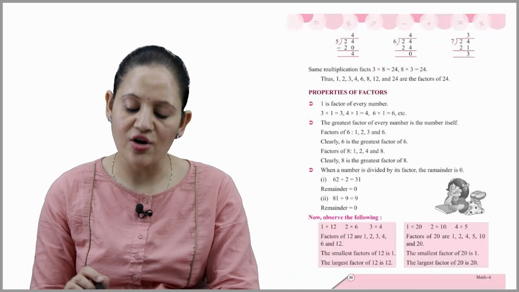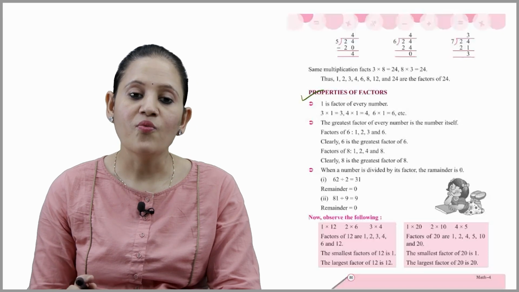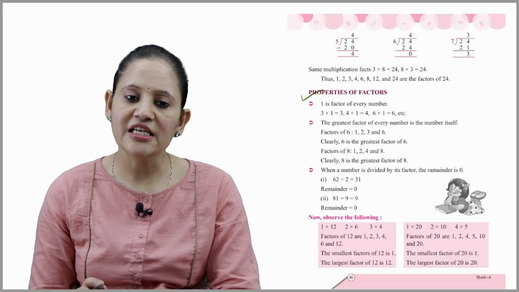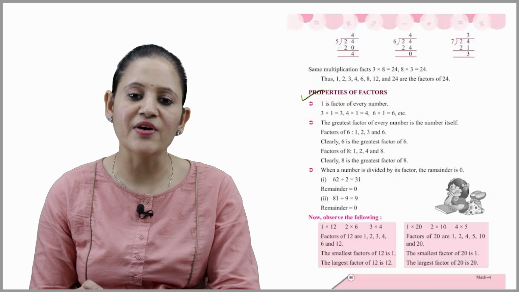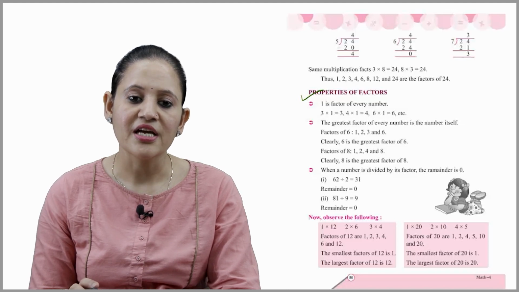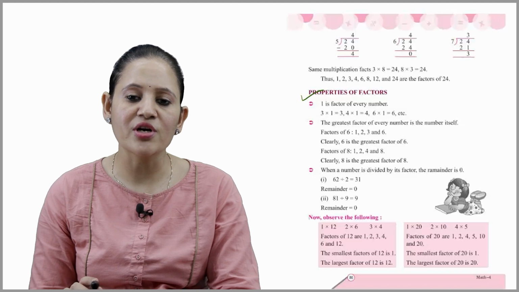Next is properties of factors. 1 is a factor of every number: 3 into 1 is 3, 4 into 1 is 4. So we can say 1 is a factor of every number. The greatest factor of every number is the number itself. किसी भी number का greatest factor होगा वो क्या होगा, number itself.